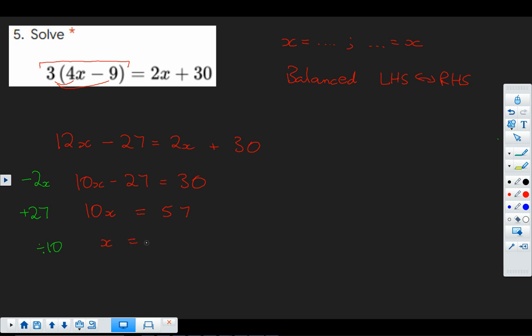x equals 57 divided by 10, 5.7. And the nugget to go and practice, which is some quite difficult solving puzzles like this, 19.16, a really good nugget to graduate to if you've been making progress with your solving equations.